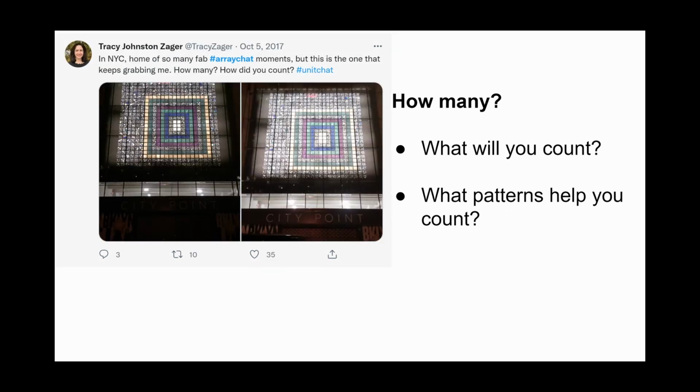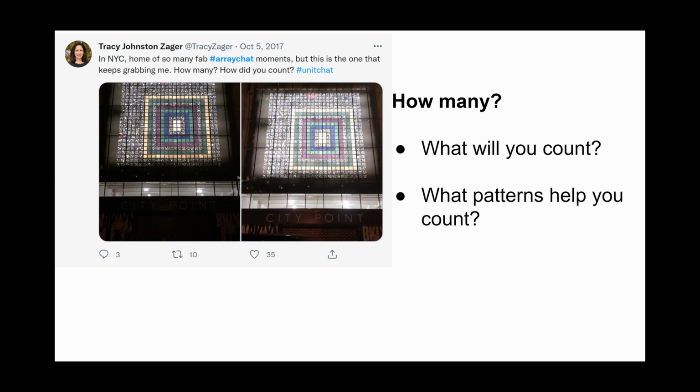Here's an array that can really bridge all the way from toddlerhood up into even high school. You could have a toddler count how many colors they see. You could have a lower elementary student count how many rectangles. You'd have an upper elementary student count how many tiles. A high schooler or middle schooler could count the size of each of those colored rectangles and start to talk about sequences and sequencing and growth. What will you count, and what patterns here help you count?